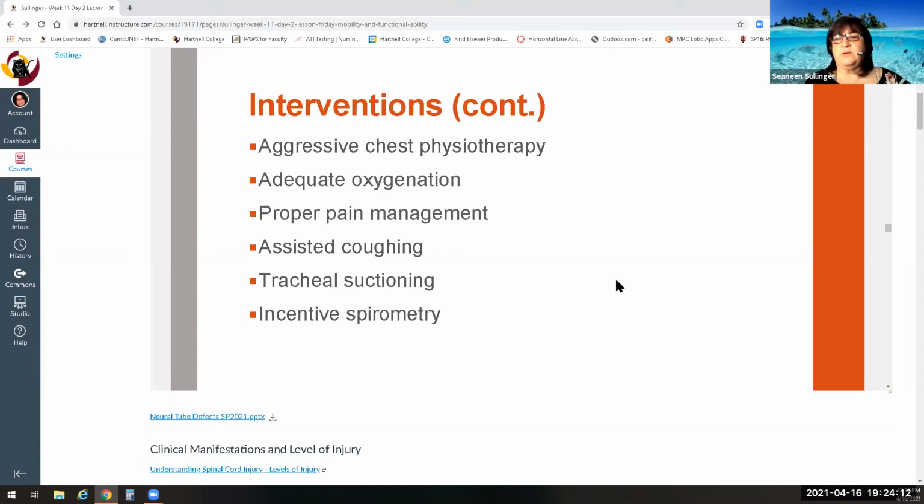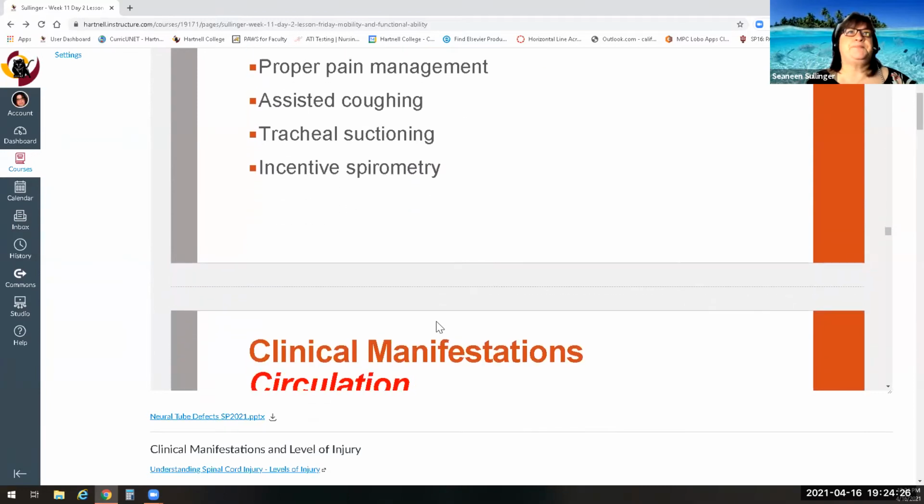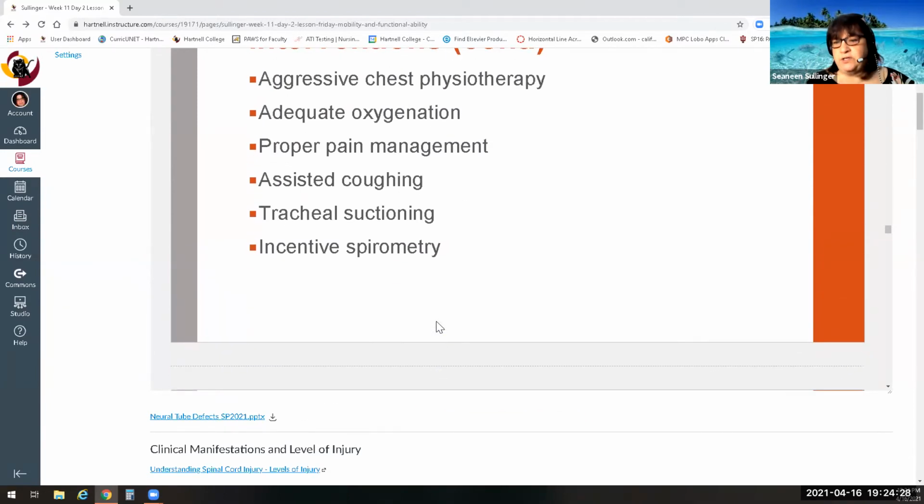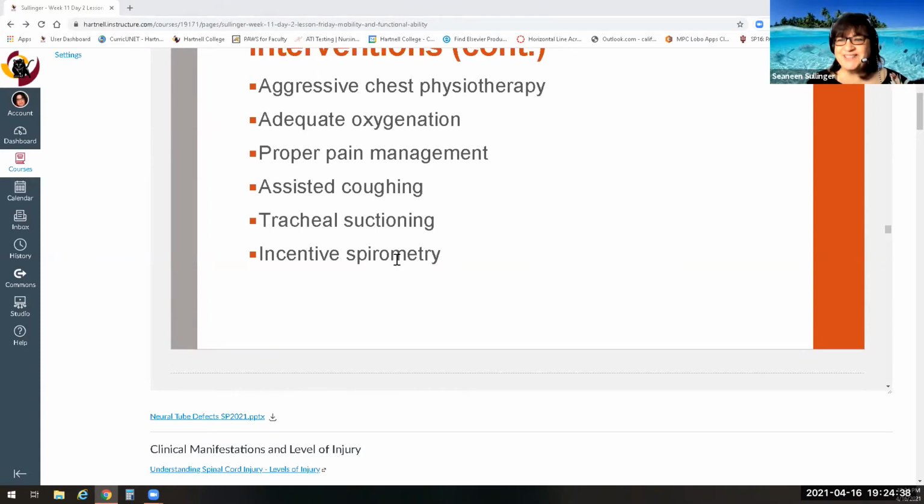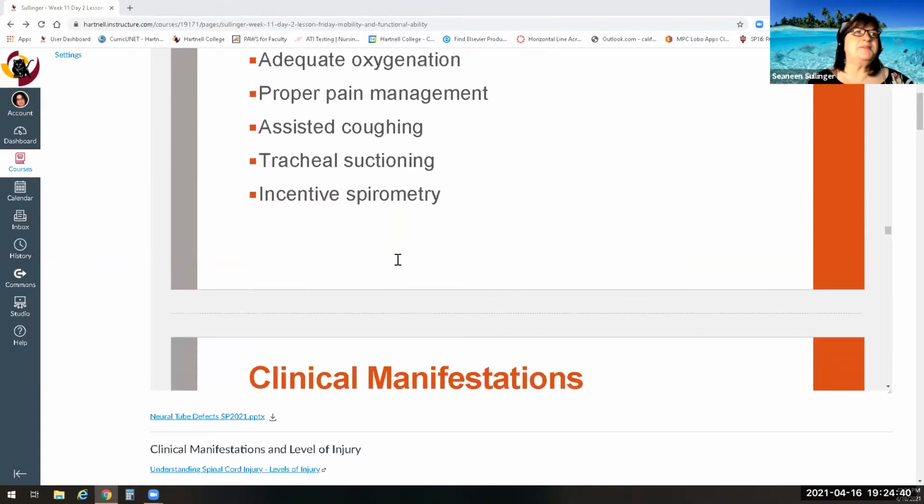So helping them to cough, because what happens if the secretions end up staying in the lungs? What's the patient at risk for? Pneumonia, because they're not moving either, right? So if you can help them with coughing, that will help to clear the phlegm, clear all that out. Because we don't want them getting an infection on top of what they already have. So we have to try and do as much of that as possible. Incentive spirometry, it comes back all the time, right? Incentive spirometry.